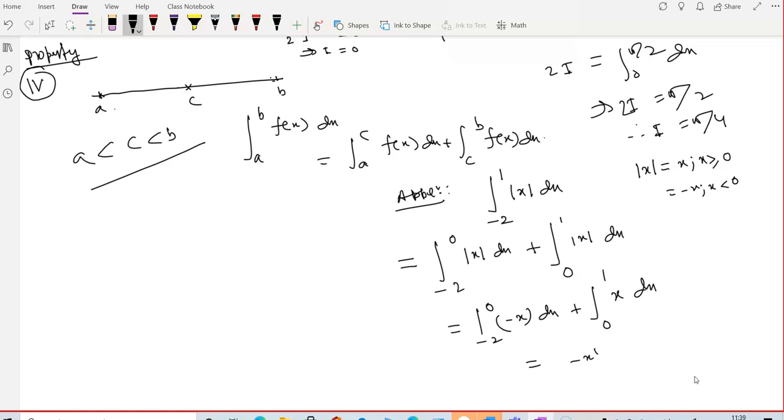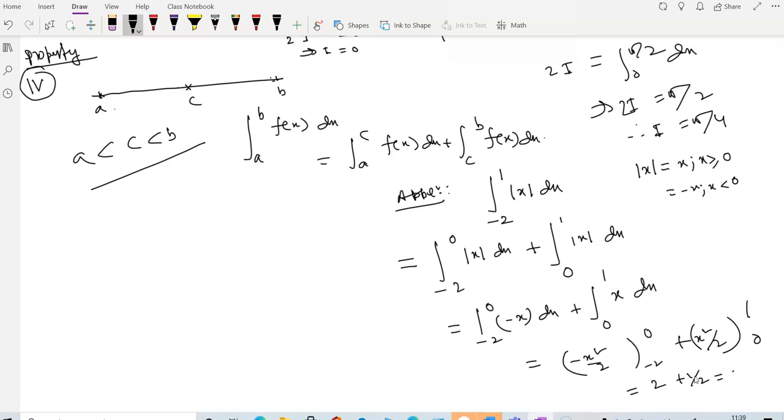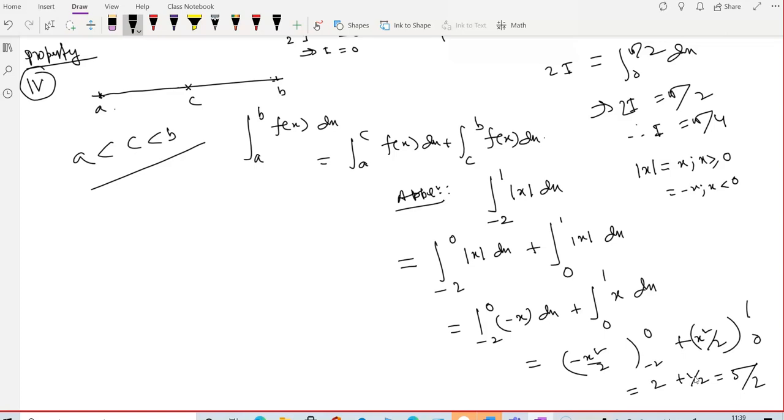So this will be minus x square by 2 from minus 2 to 0, plus x square by 2 from 0 to 1. Here this is 2. Here this is half. So this is going to be 5 by 2. The answer is going to be 5 by 2.